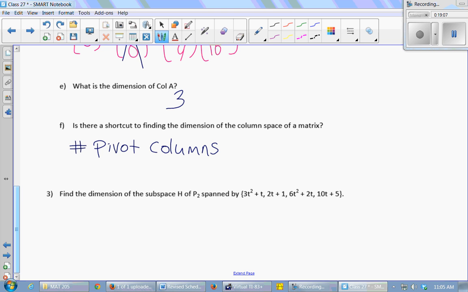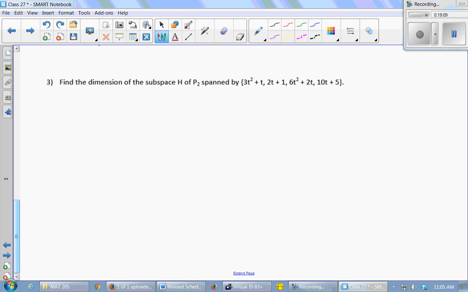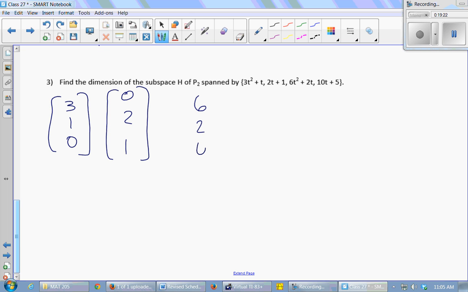I could turn it into vectors, yeah. So this would be 3, 1, 0, and 0, 2, 1, and 6, 2, 0, and 0, 10, 5. Okay, so I've got it into vectors. How do I decide what vectors to keep, what vectors to get rid of?